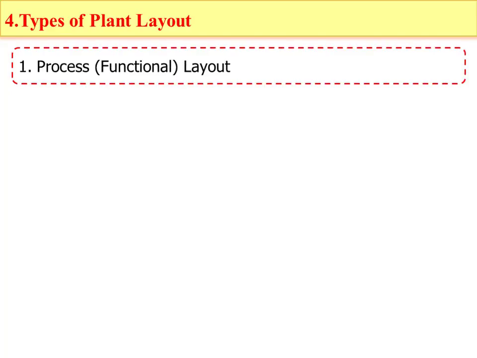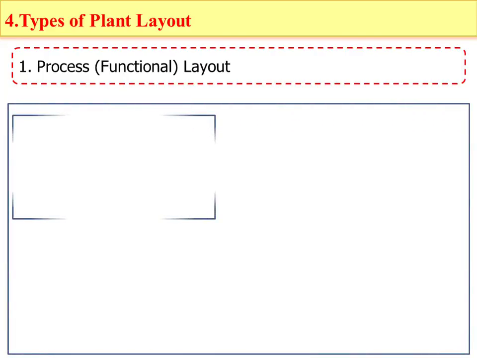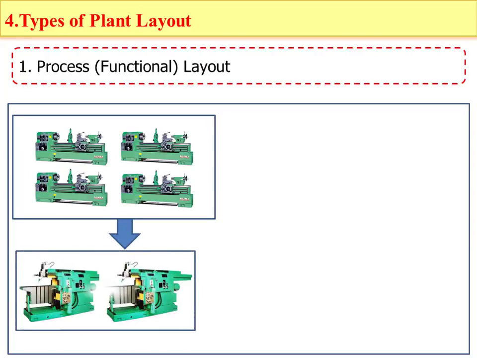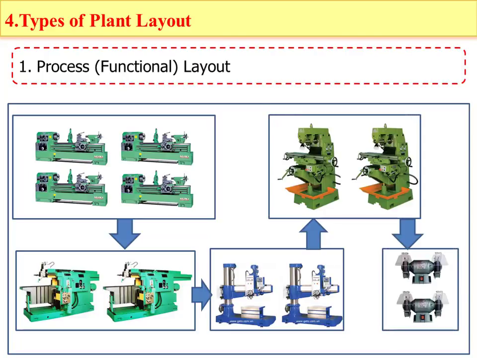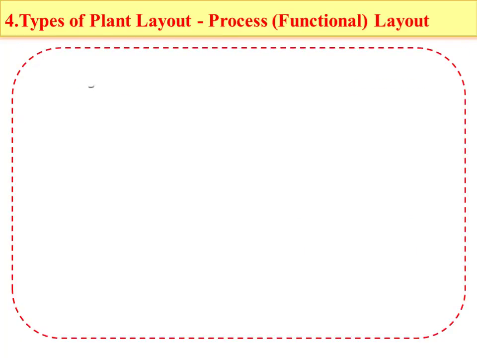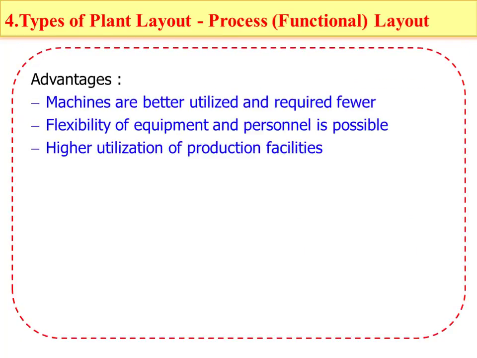First, process or functional layout. Process or functional layout means you organize and arrange many machines that have the same function in one area, as you can see in the picture below. Now we will talk about the advantages and limitations of this layout. The advantages are that the machines are better utilized and require fewer machines, flexibility of equipment and personnel if possible, and higher utilization of production facilities.